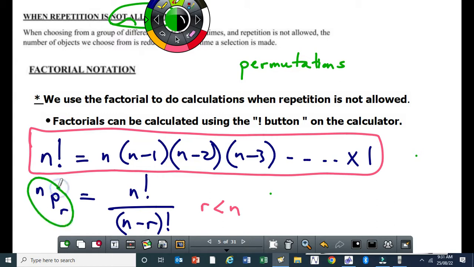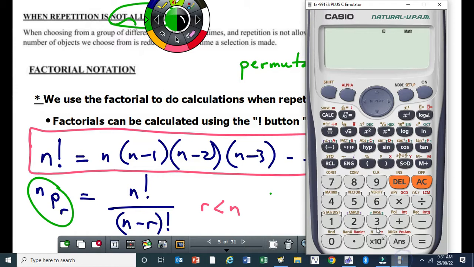So, when we say it in maths, let me show you on the calculator. Now, if you go to your calculator, can you pay attention, please? On your calculator, where is your calculator?